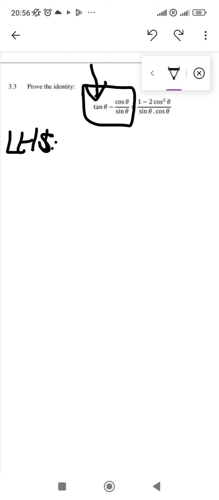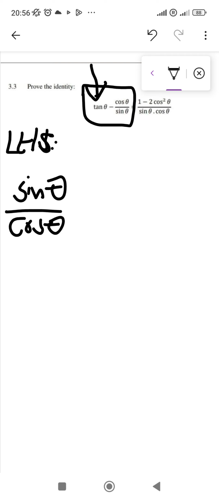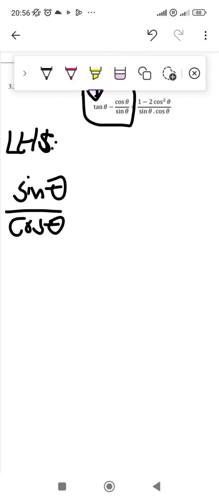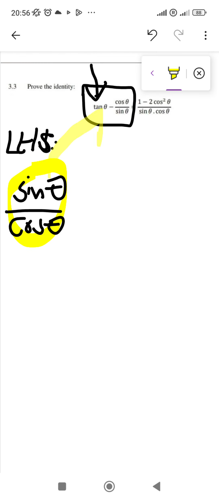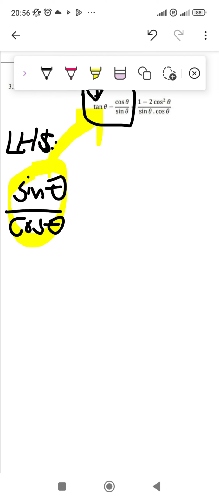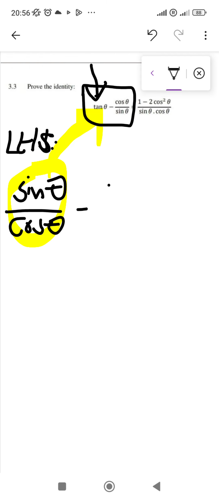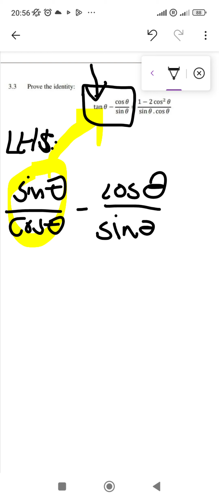But we know our quotient identity, which tells us that tan could be rewritten as sine theta over cos theta. So that is sine, this is the tan. Okay, great. Now we have a negative and we have cos theta divided by sine of theta. So now what you have is a fraction minus a fraction. Hopefully you remember how to add and subtract fractions.